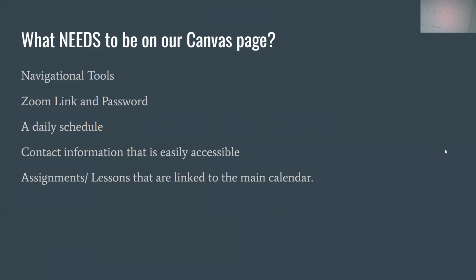So what needs to be on our Canvas page? You need to have navigational tools. That is going to vary from age group to age group. Our little ones are probably going to have less of the side panel bars for navigating and more of a button that they can push that takes them to wherever they need to go.